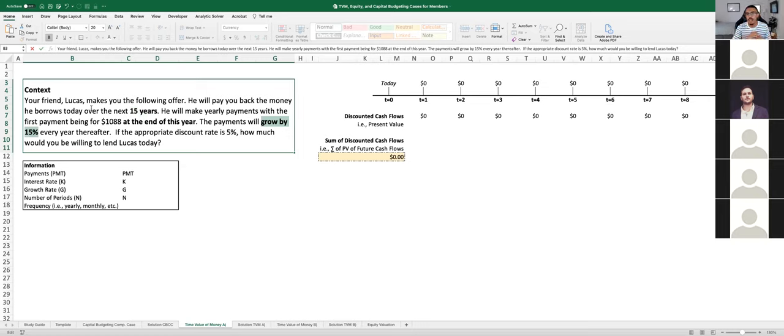Now, the last checkpoint would be to see whether our cash flows or payments are growing or if they're constant. In this case, they're not constant and they're actually growing every single year by 15%. So from there, we know that we're dealing with a specific type of annuity. And not only that, we're dealing with a growing annuity, okay?